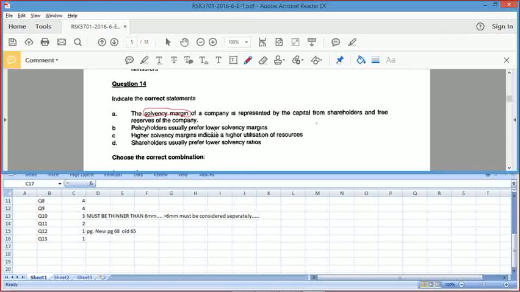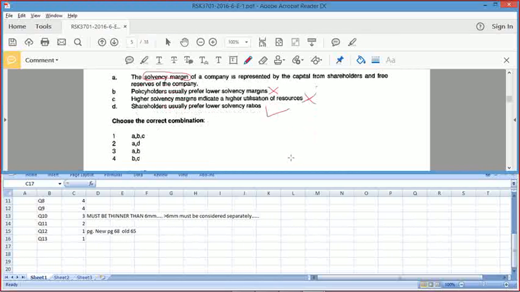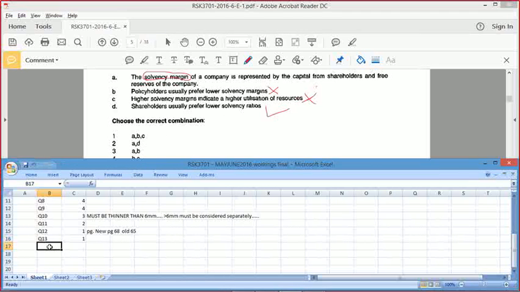Policyholders usually prefer lower solvency margins. No, policyholders want bigger. That's incorrect. Higher solvency margins indicate a higher utilization of resources. No, it doesn't. It means a lower utilization, because these resources are just sitting there waiting to be paid out. Shareholders usually prefer low solvency margins. Yes, they do. Okay, so D and A. Option 2. Yes. Okay, option 2 is D and A. A and D are correct for that one.